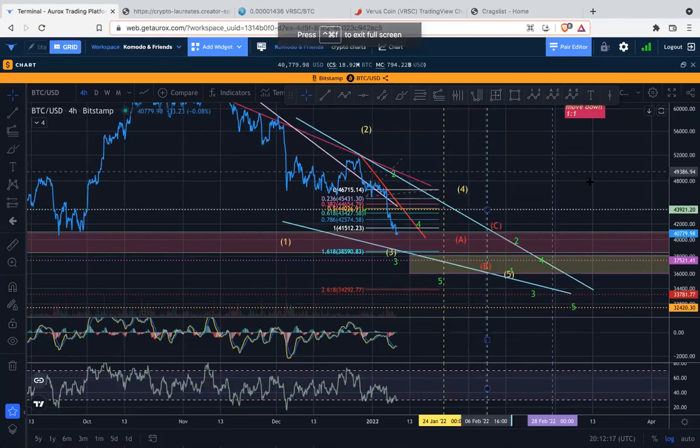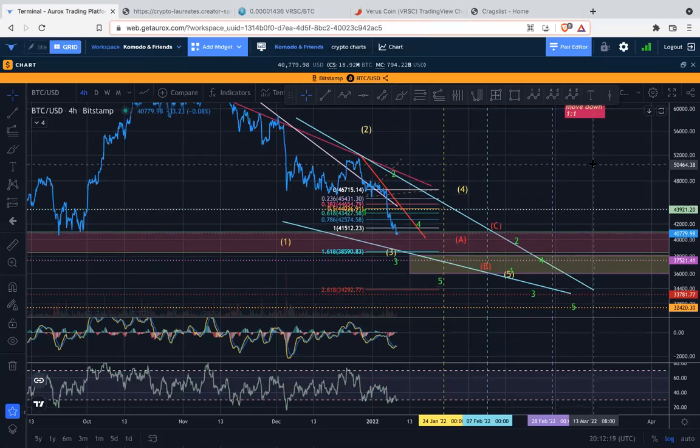Even on a closing basis, we hit it that way. And so I think that it might even be closing around there. And then from there, we can have a retracement.